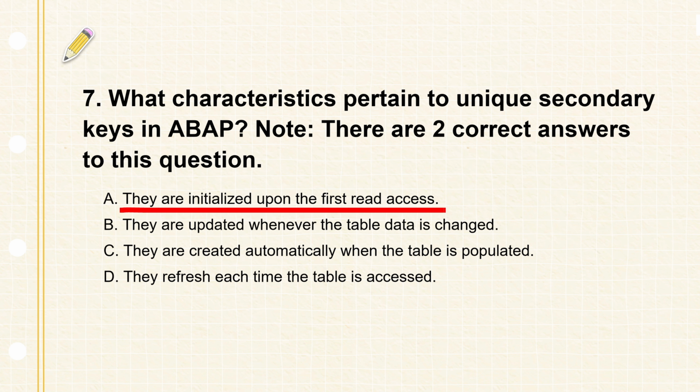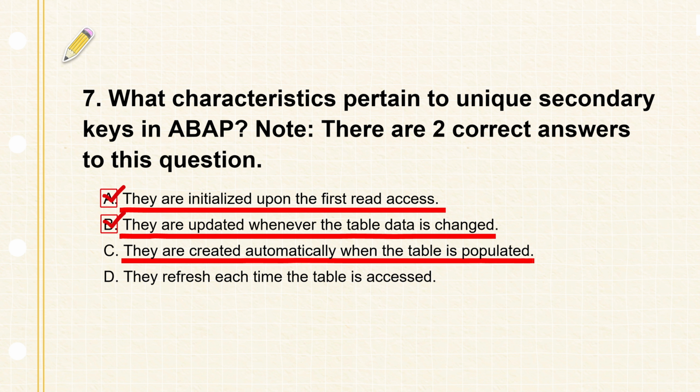Correct. Unique secondary keys are initialized the first time they are accessed to improve performance. Correct. To maintain the integrity of the keys, they are updated anytime the primary data in the table is modified. Incorrect. Secondary keys are not automatically created. They must be explicitly defined. Incorrect. They do not refresh every time, but are maintained consistently.